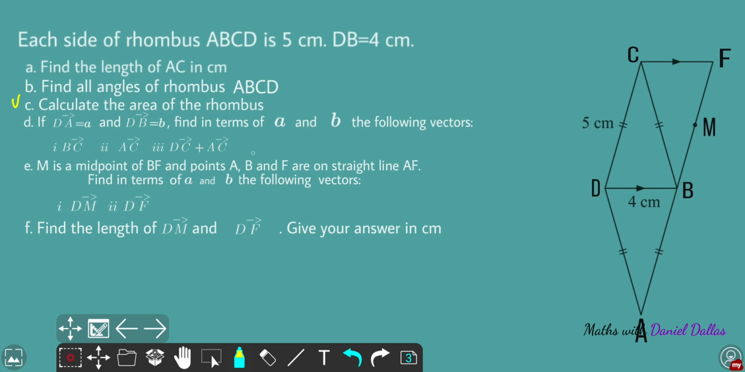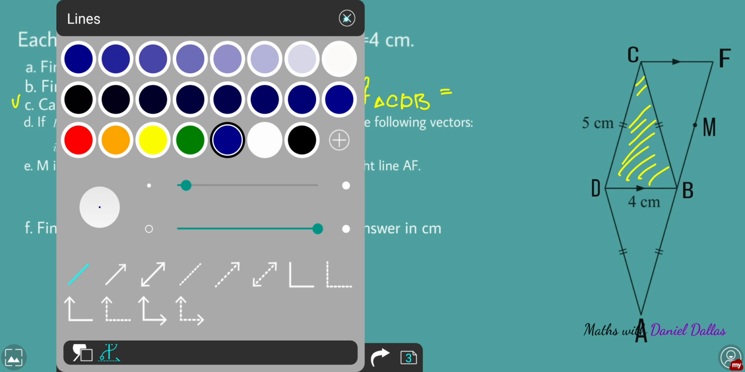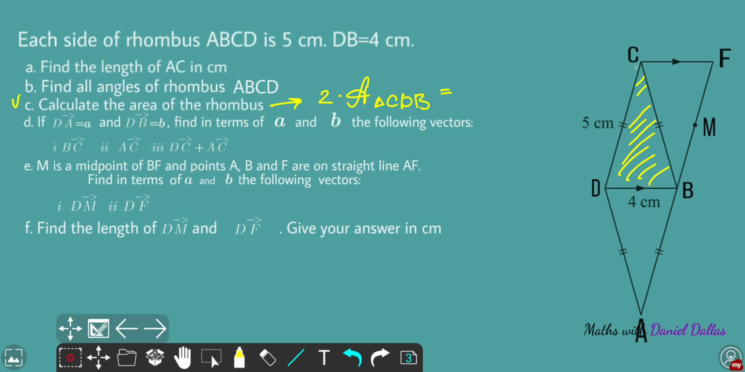You need to calculate the area of the rhombus. The rhombus is made of actually 2 triangles. If you consider the first triangle, we just double the area, and that's how we can get the area of the whole rhombus. So 2 times the area of the triangle CDB. How to figure that out? You remember that before we found the height.